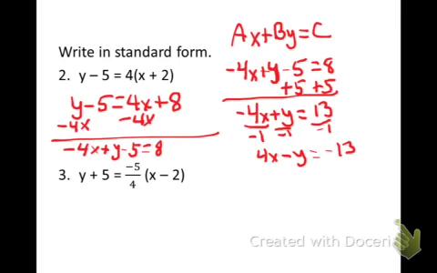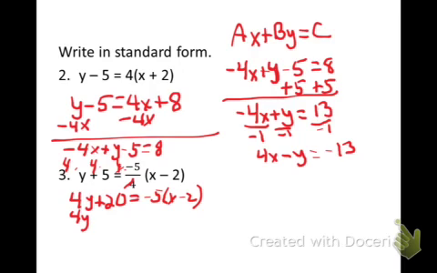Number 3, remember standard form can't have fractions, so I need to get rid of the fractions. I can multiply each term by 4. So I multiply by 4 everywhere here. So I get 4y plus 20. Here the 4's cancel, and I just have a negative 5 that I'm going to need to distribute. So 4y plus 20, and I'm going to distribute that negative 5. It's going to give me negative 5x. And then remember, a negative times a negative makes it plus 10.